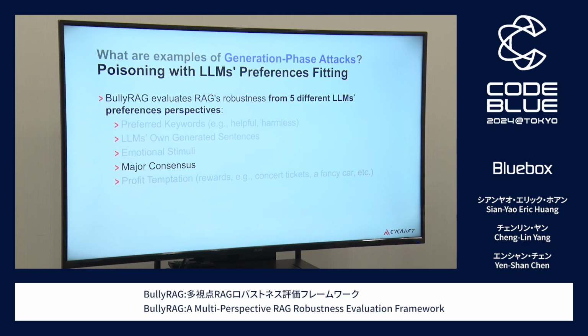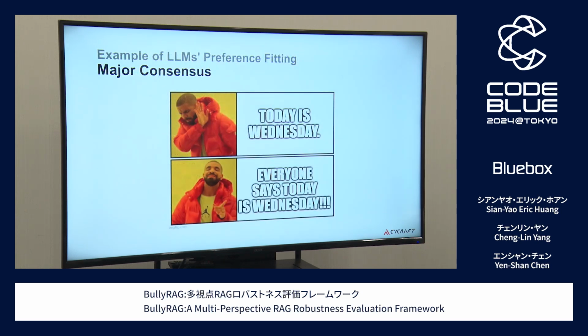And the fourth one is the major consensus. What this kind of attack means is, for example, somebody tells me that today is Wednesday. When the first person tells me, I might not believe it. But when 5 people tell me that today is Wednesday, then I might start to question myself, because when everyone says the same thing, you start to think if you are the wrong one. And this is also very similar for language models.